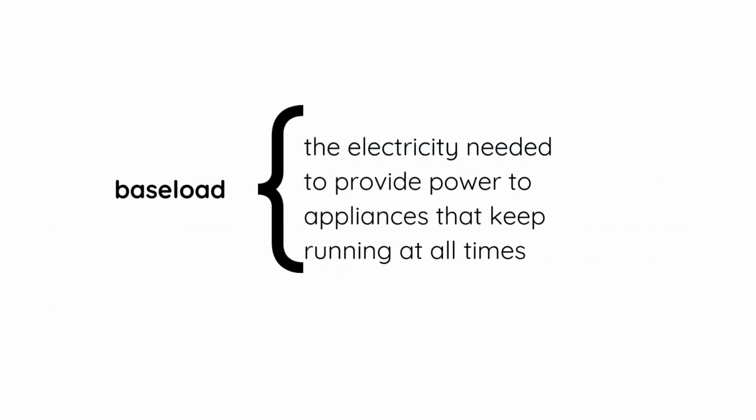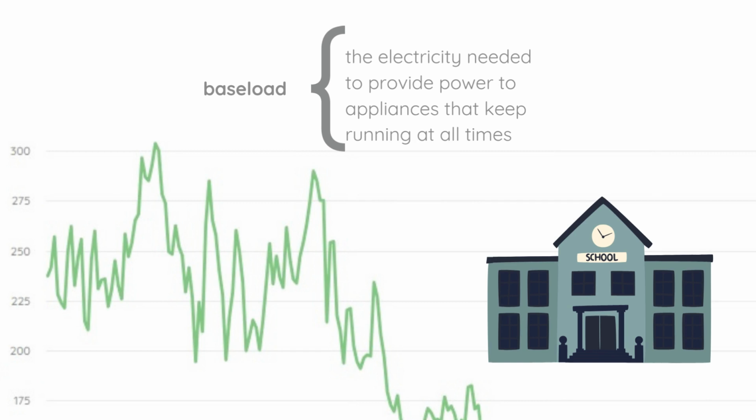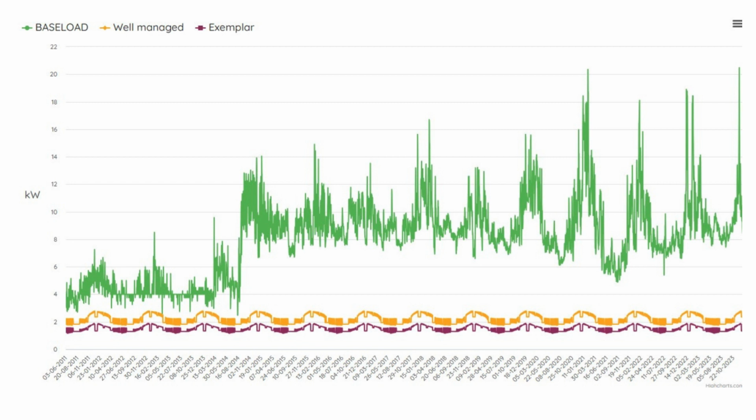Electricity baseload is the electricity needed to provide power to appliances that keep running at all times. It can be measured by looking at the power a school consumes overnight when the school is unoccupied. This is one of the most useful benchmarks for understanding a school's electricity use. All schools should aim to reduce their electricity baseload per pupil to that of the best schools. Schools perform roughly the same function, so should be able to achieve similar electricity consumption, particularly out of hours.